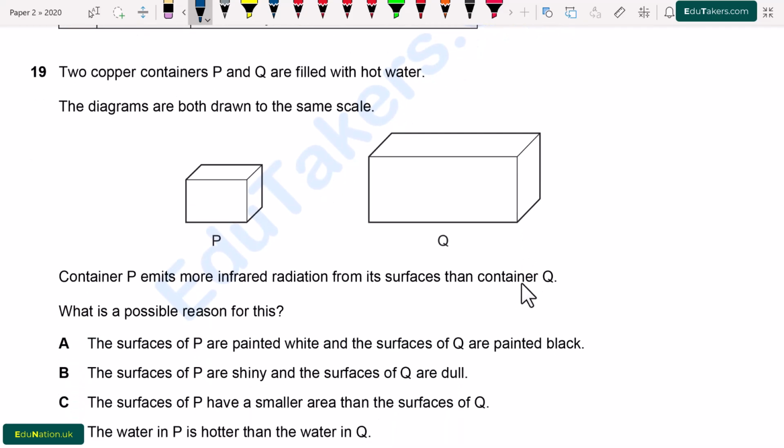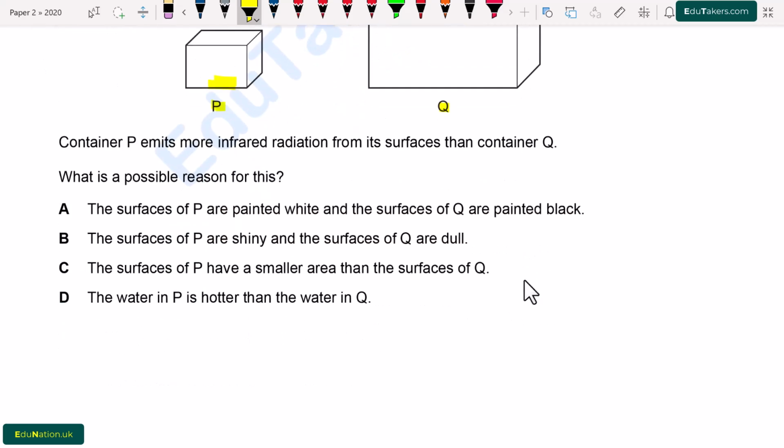Question number 19. 2 copper containers P and Q are filled with hot water. The diagrams are both drawn to the same scale. So there are 2 containers P and Q and both of these are filled with the hot water. Container P emits more infrared radiation from its surface than container Q. What is the possible reason for this?